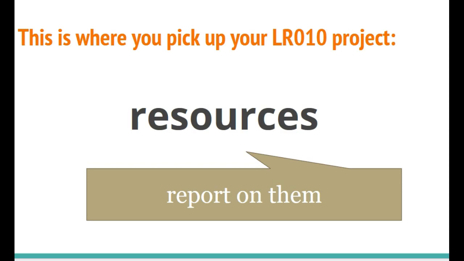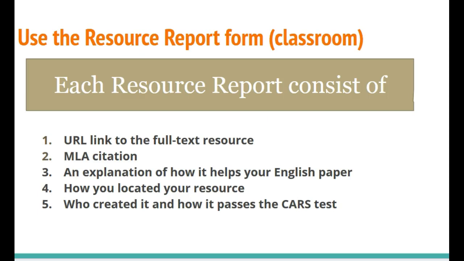So 4 resources that you're using to write your English paper, and you're going to give me some information in a report form. And I call these resource reports. So each resource report will consist of a URL link that redirects to the full text of that resource, whether it's an ebook, whether it's a database article. If you're using a book in the library catalog, then it can just be a link to the library book record in the library catalog.